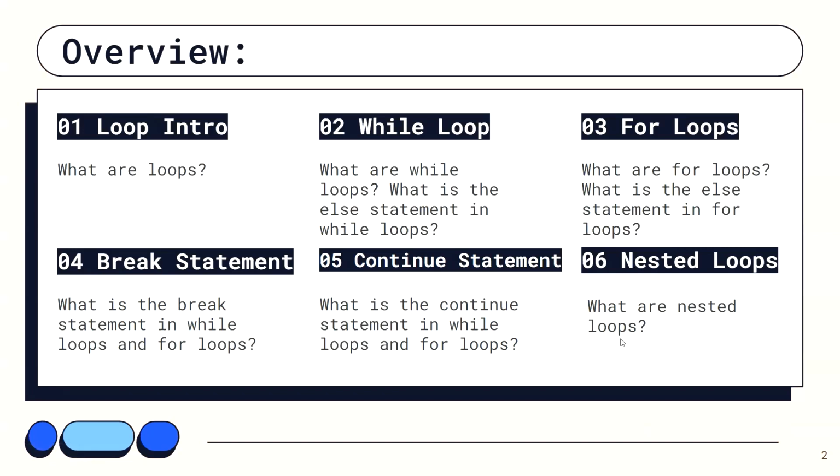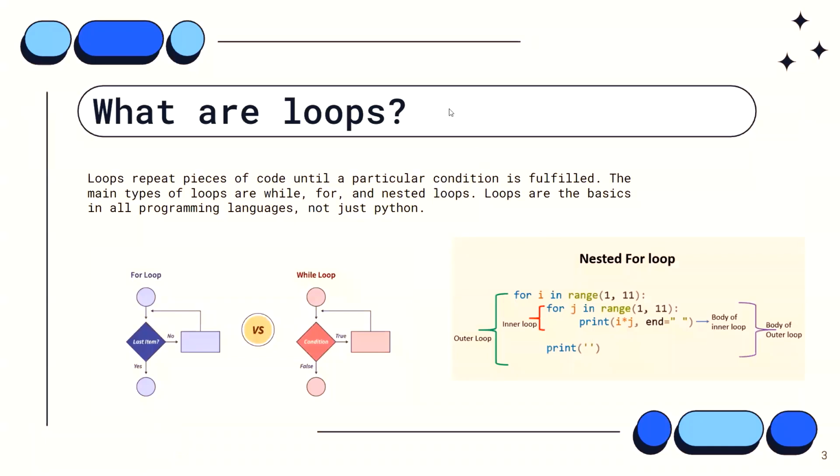So let's get started. What are loops? Loops repeat pieces of code until a particular condition is fulfilled. The main types of loops are while loops, for loops, and nested loops. Loops are the basics in all programming languages, not just Python.